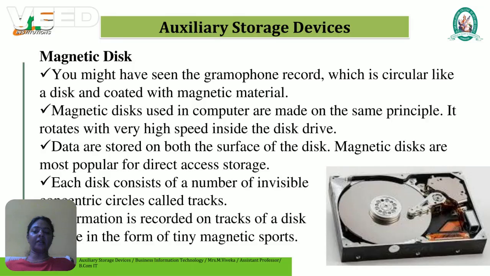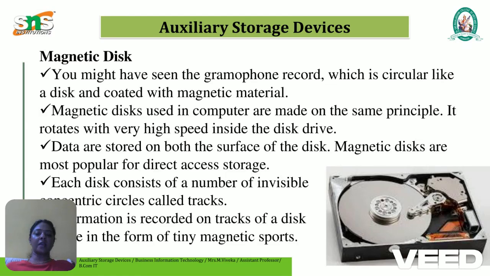Next one is the magnetic disc. It is similar to the gramophone record, which is circular like a disc and is coated with the magnetic material. Magnetic discs used in computers are made on the same principle. It rotates with very high speed inside the disk drive. Data are stored on both surfaces of the disk. Magnetic disks are popular for direct access storage. Each disk consists of a number of invisible concentric circles called tracks. The information recorded on tracks of a disk is in the form of tiny magnetic spots.